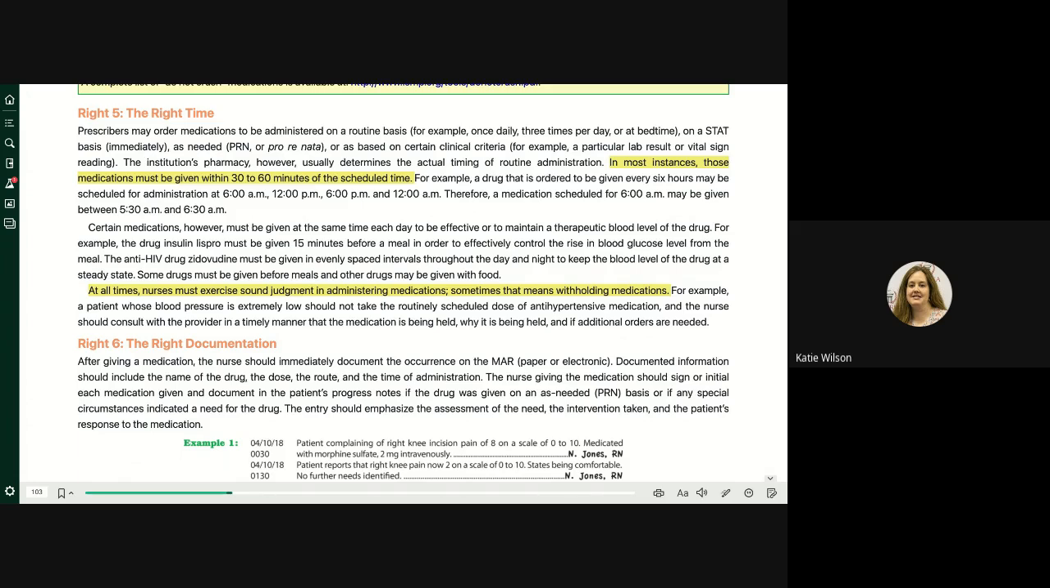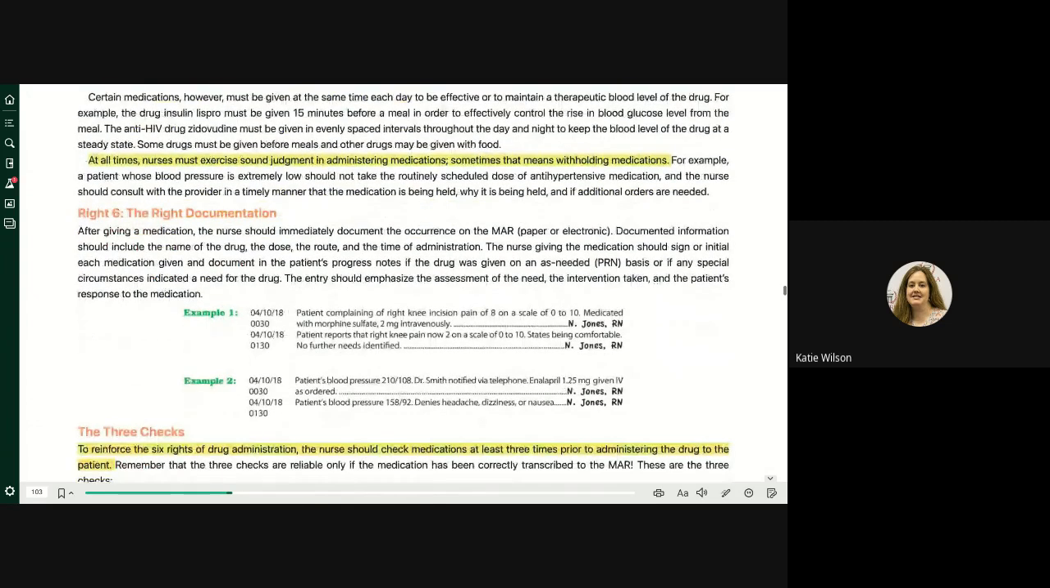Right number 6 is the right documentation. So there's a saying in nursing: if you didn't document it, it wasn't done. So you always, always, always document, and document correctly anytime you give a medication. So you're going to include in your documentation, whether it's electronically or on paper, the name of the drug, the dosage, the route, and what time you gave it. And then you're going to initial it or sign it with your credentials at the end. So you see a couple examples there of documentation of medication administration.